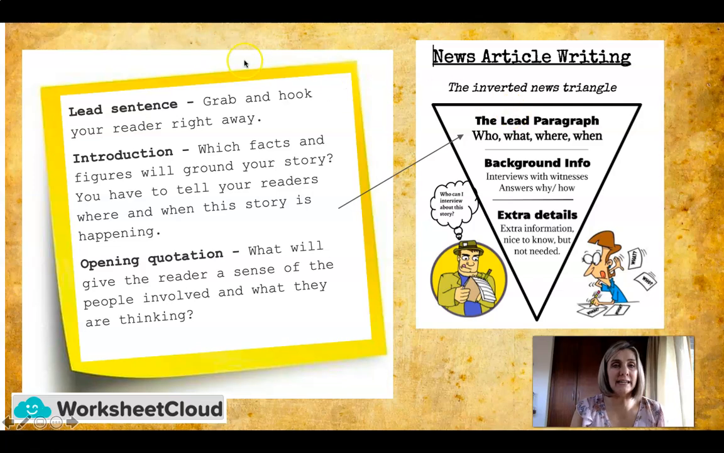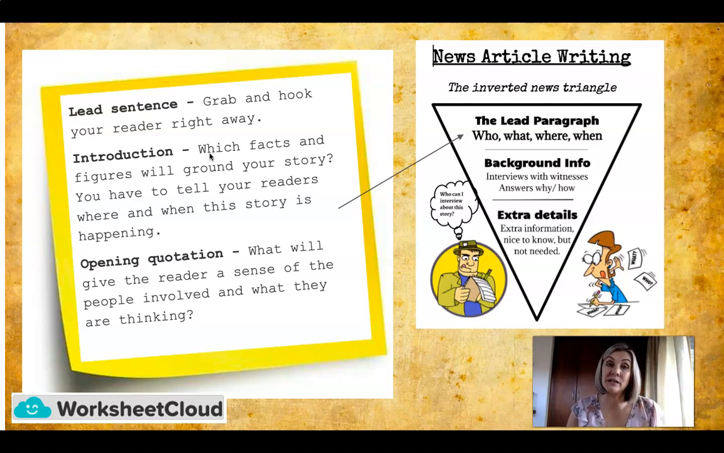So let's look at each one. You've got your lead sentence, which is the first sentence, and it should grab and hook your reader right away. So it should answer those questions. Give me a little bit more about who, what we're talking about, so that I want to read the rest of the article. And then you've got the introduction, and I know sometimes it's part of the same thing, but your lead sentence and introduction can be the same thing, and it'll have the facts and figures that ground your story. So you have to tell the readers where and when the story is happening, so that I go, okay, this is where it is, let me find out more.